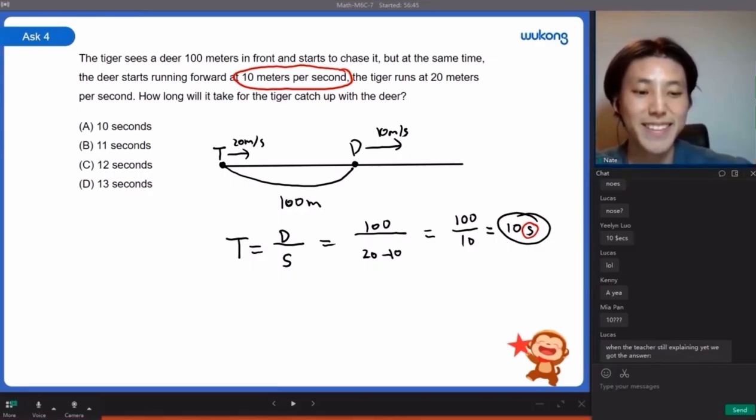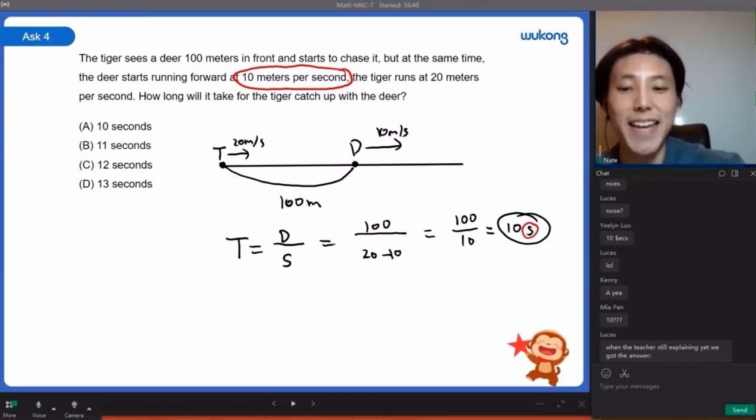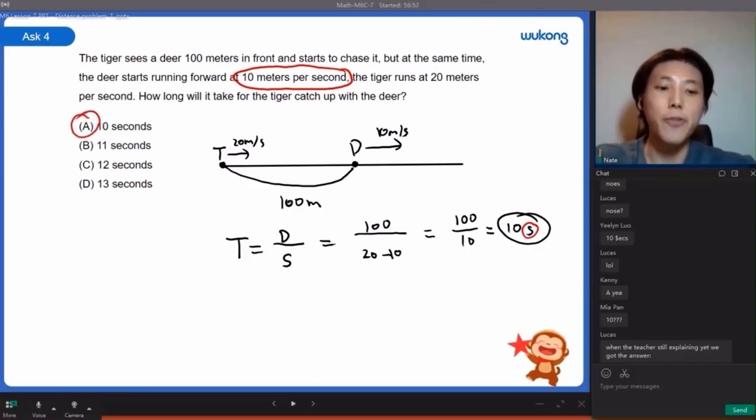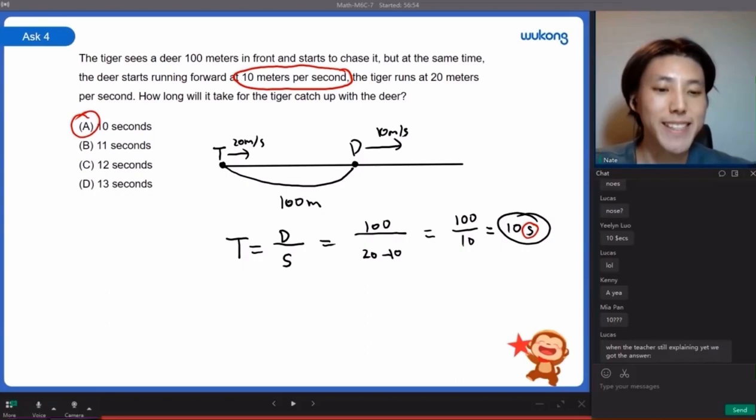Very good, guys. That is excellent. I love to see that. If you guys can get the answer before I do, you guys are doing great. Keep it up. That's what I want to see.